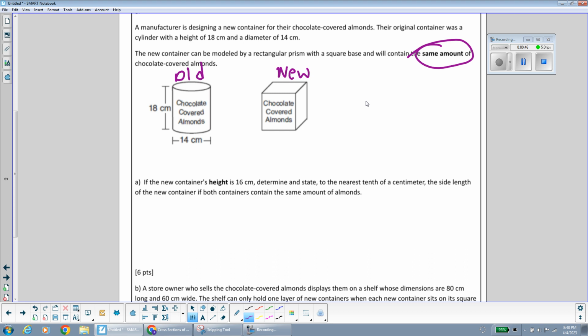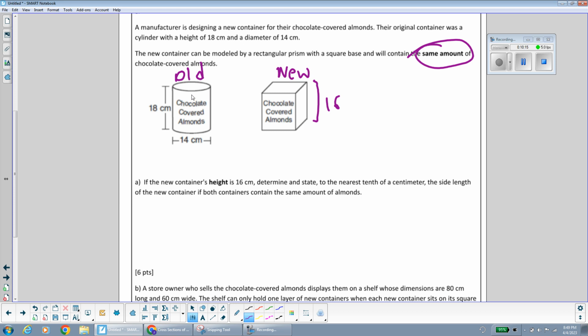So we are given that the new container's height, so from top to bottom, the height is 16. And what we need to do is find the side length of the base of this container. So it's a rectangular prism with a square base. So we need to find the side length of this square base.